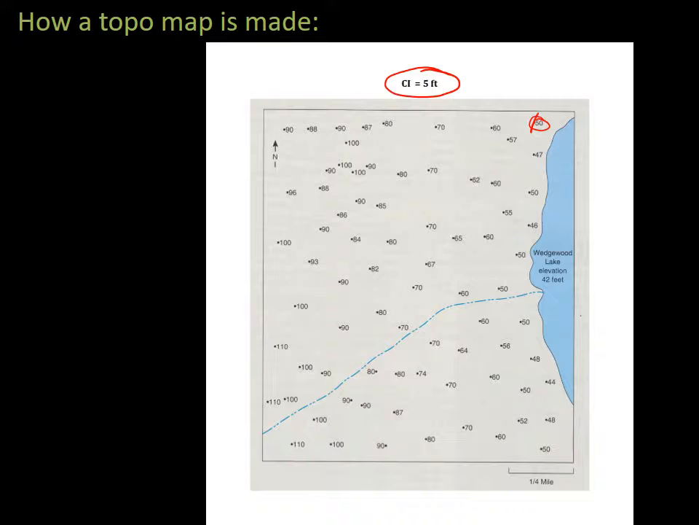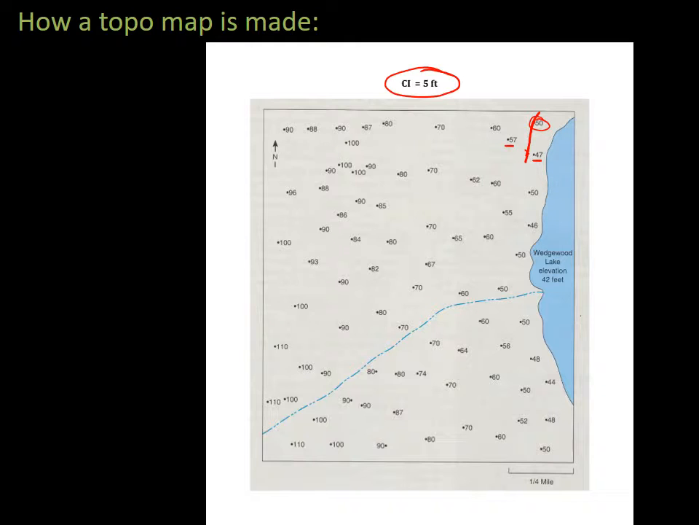Now I don't see any points in the vicinity of 50 feet. However, I do see one of 57 and 47. 57 is above 50 feet, 47 is below. So in between them, 50 feet must exist somewhere. If I have points above and below, 50 must be somewhere in between, and it's closer to 47 than it is to 57. So approximately it must be there. So let's continue the line to the X.